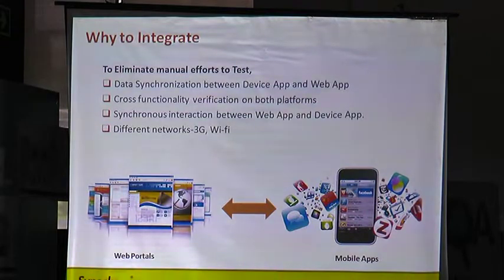Another aspect of integration is that we have to manually test the cross functionality on both platforms. Suppose the example is booking a ticket. You can book a ticket on the website or through your handset. Does it give you the correct response? Do you get the same response in both cases? You need to test that. You have tools separately, but do you have a tool to check whether you are getting the same response at both ends? That's the reason we need to integrate this automation.